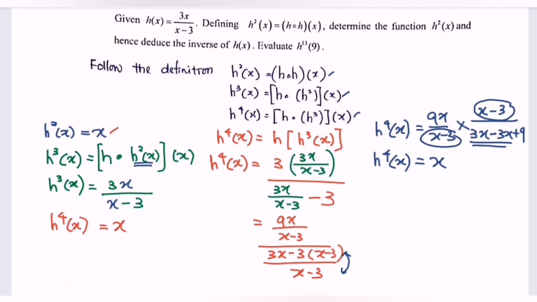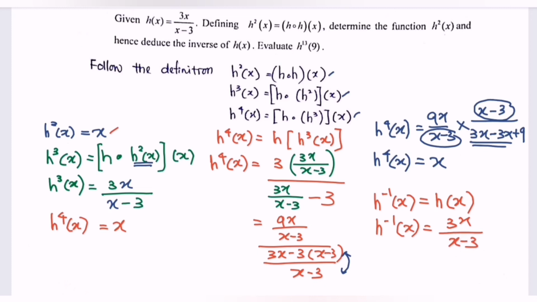So from here, h squared x is equals to x. So meaning that h inverse is the h. So h inverse of x actually is the h(x). So h inverse of x is equals to 3x over x minus 3.